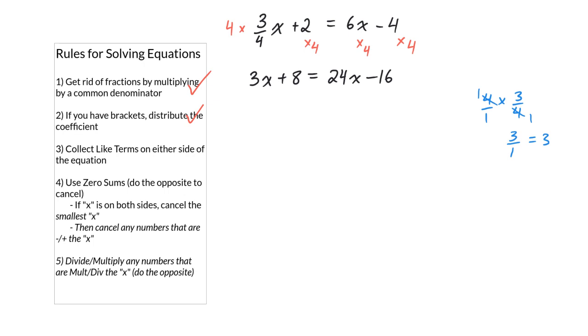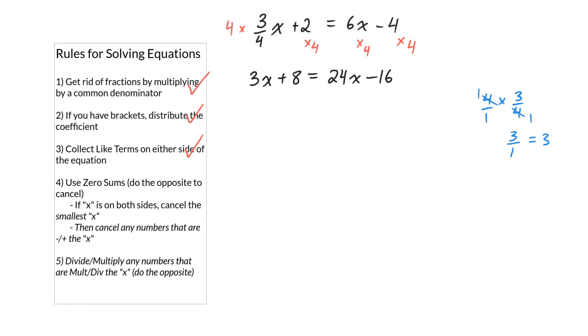Then it says collect like terms on either side of the equation. Well, the left side and the right side don't have any common terms or like terms, so I can skip number 3 in this case also. I move on to zero sums.